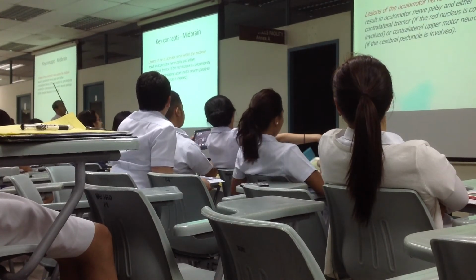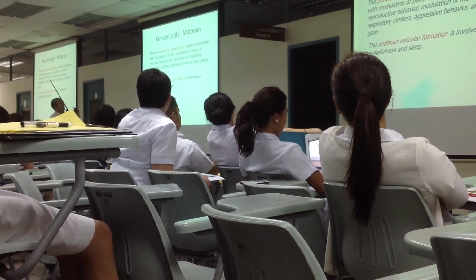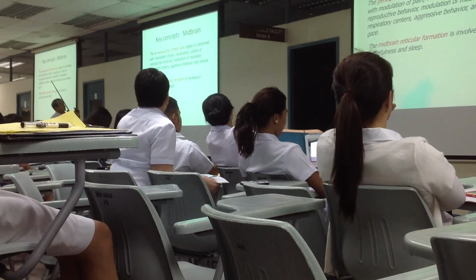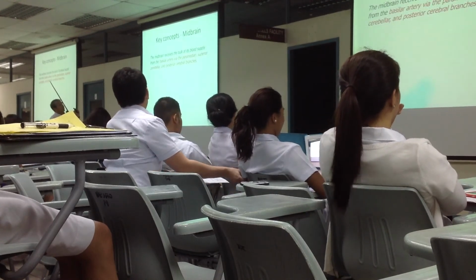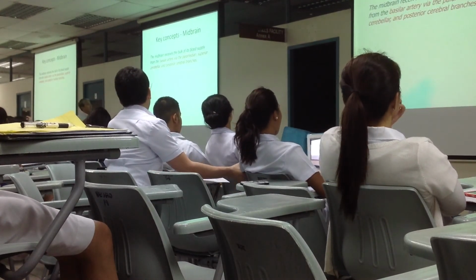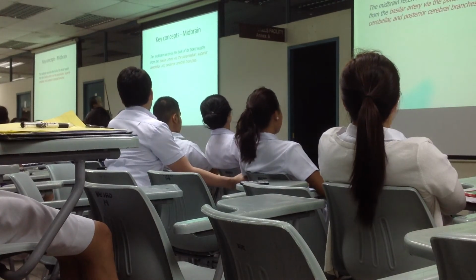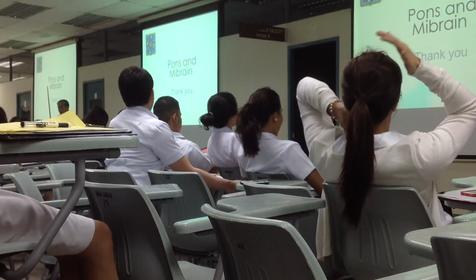We already know what happens if you have a lesion of your oculomotor nerve. Don't forget those. Blood supply: basilar, superior cerebellar, posterior cerebral. Thank you.